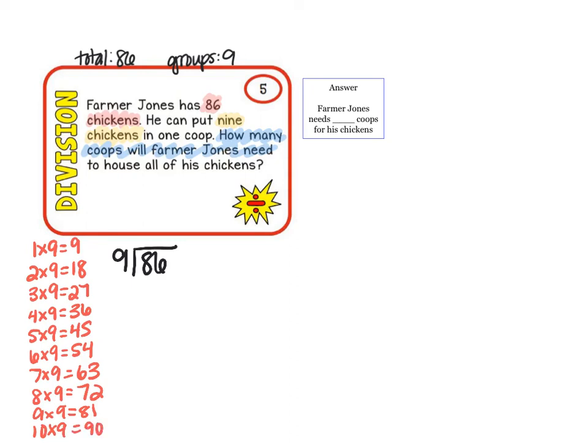Okay, so I want a number that is less than 86 or close to 86, but less than, not more than. So I'm going to go with 9 groups of 9 because 9 doesn't go into 8. So I'm still working with the number 86. It will go into 86 9 times. So I'll have a quotient of 9 with a remainder of 5. So I know I can have 9 groups of 9 chickens, and I'll have 5 chickens left over. So do I need 9 coops, or will I need more than that? Let's look at a picture to figure it out.